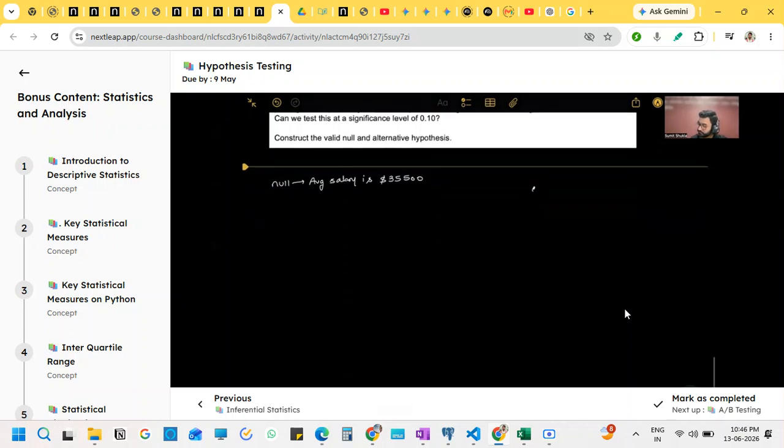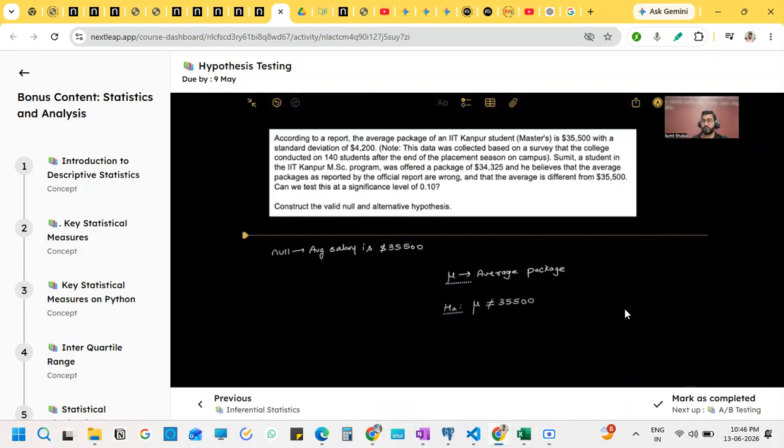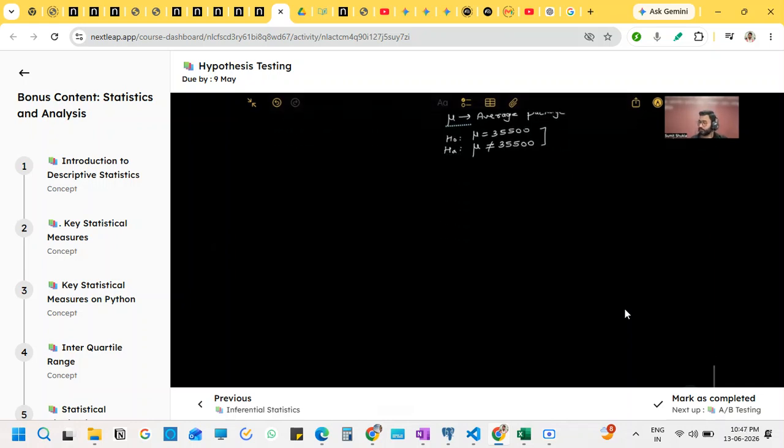So basically, if we assume mu as the average package, then alternative is mu is not equal to 35,500, right? So Sumit believed that it is not 35,500, while null is that the average package is 35,500. Okay. Now we want to test it. So what we will do, we will construct the confidence range.